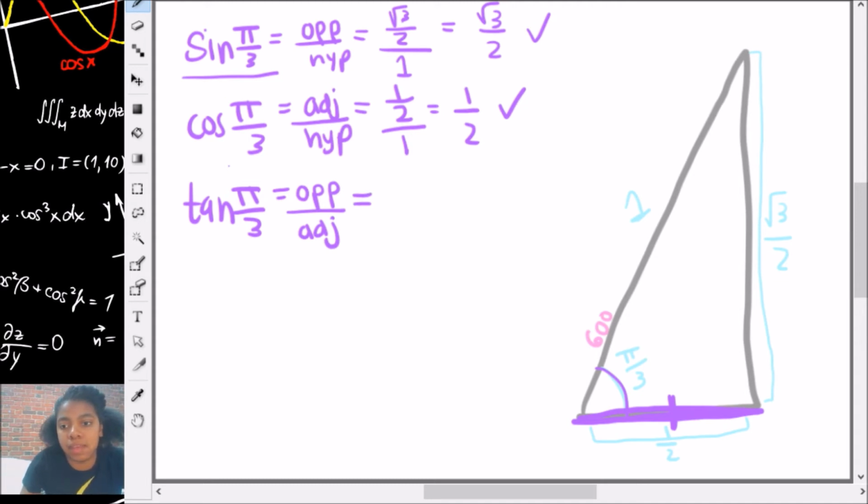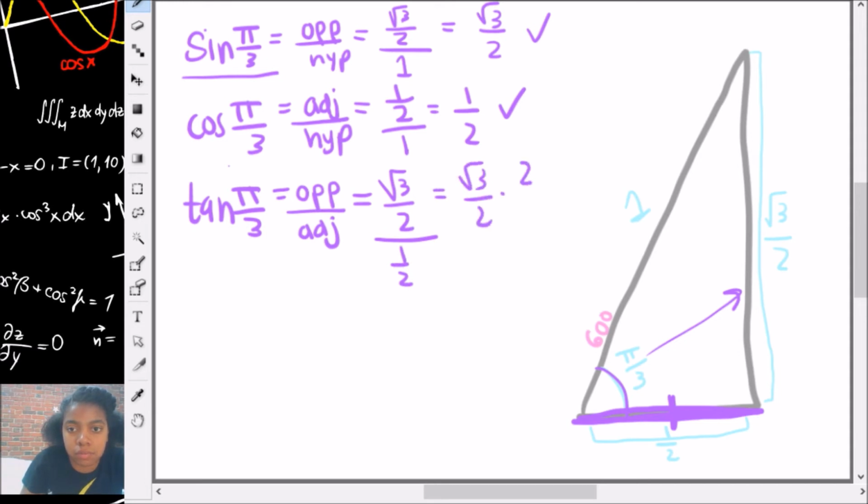So the opposite is going to be root 3 over 2, and the adjacent is 1/2, so we divide by 1/2, which is equal to root 3 over 2 times 2 over 1. Those two cancel, so you get root 3. And that's the tangent of pi over 3.